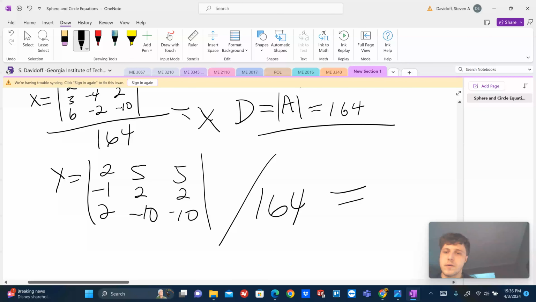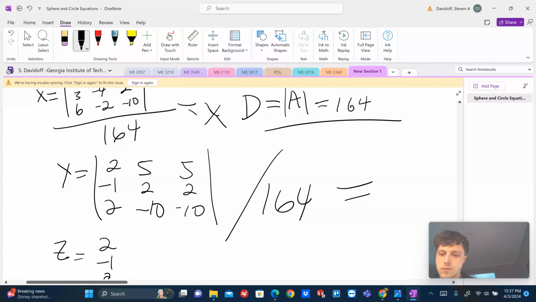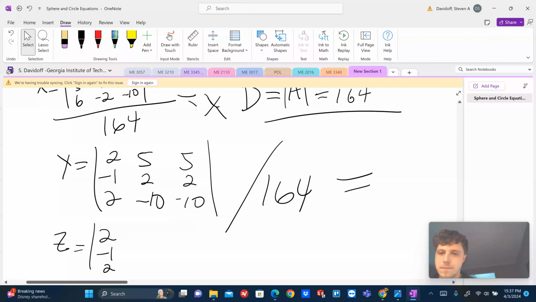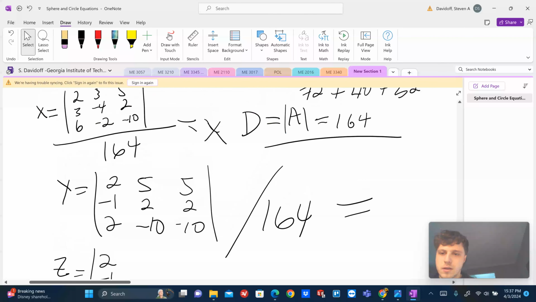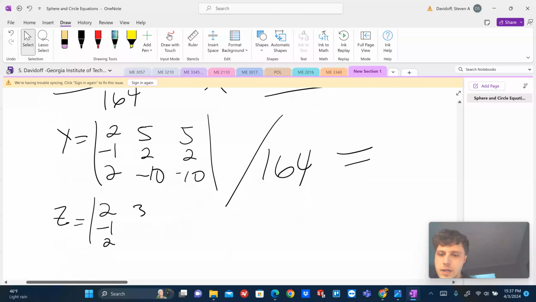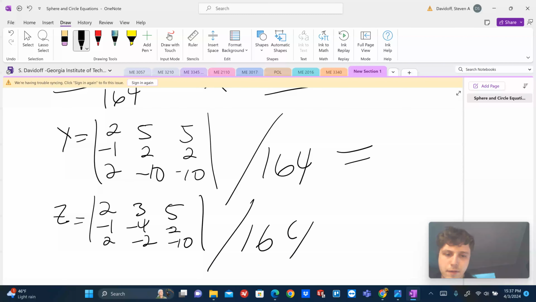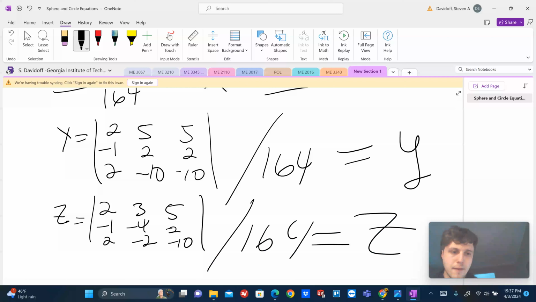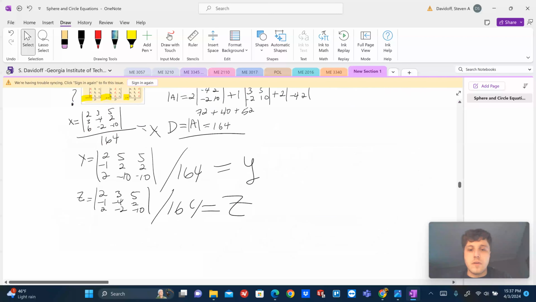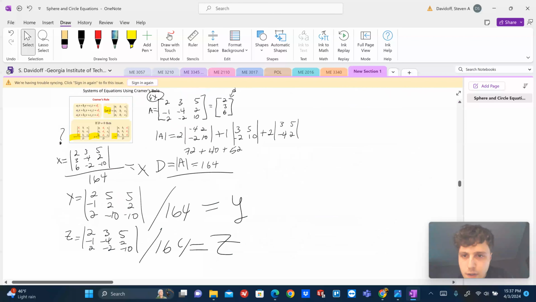And now for z, same thing, 2, -1, and 2, except now I'm substituting 3, -4, -2. And now I'm going to substitute 5, 2, and -10 into my third column, divided over 164. That will give me z. Okay, so that's essentially the crash course on how to solve equations with matrices.